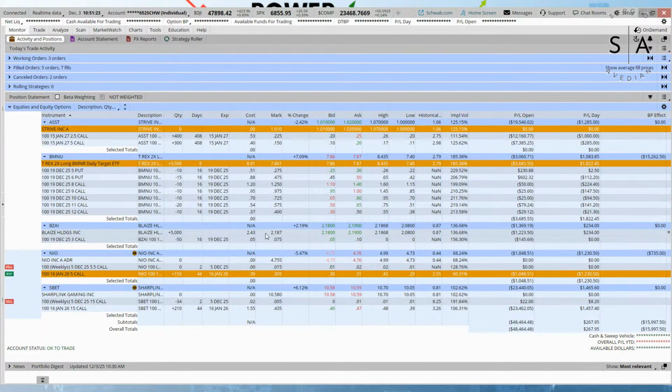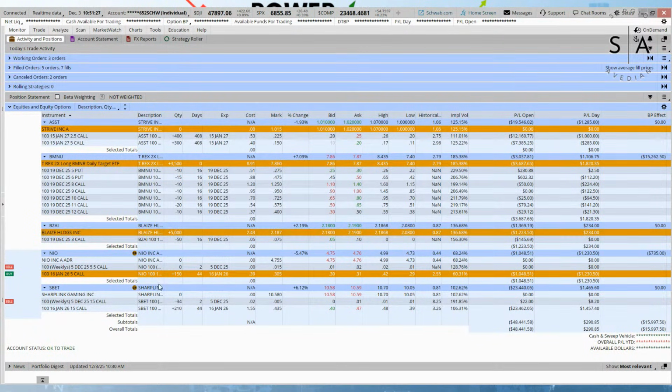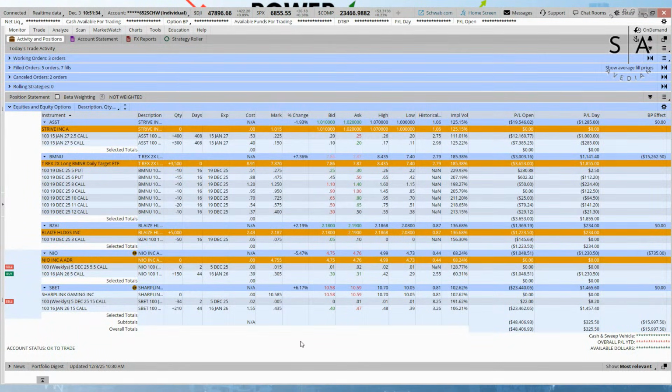I am long 5,000 shares of Blaze AI, BZAI. It's getting kind of crushed a little bit. Cost basis is 2.43, stock is 2.20. This is the new position. One of my chat group members is big on it. He took a nice ride from 3 to 8.